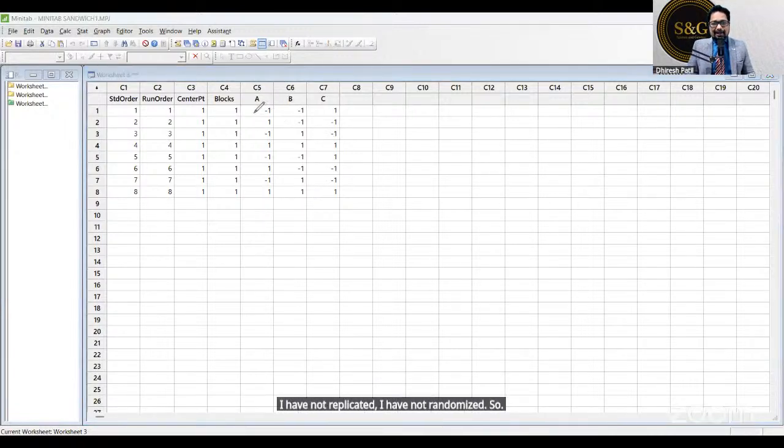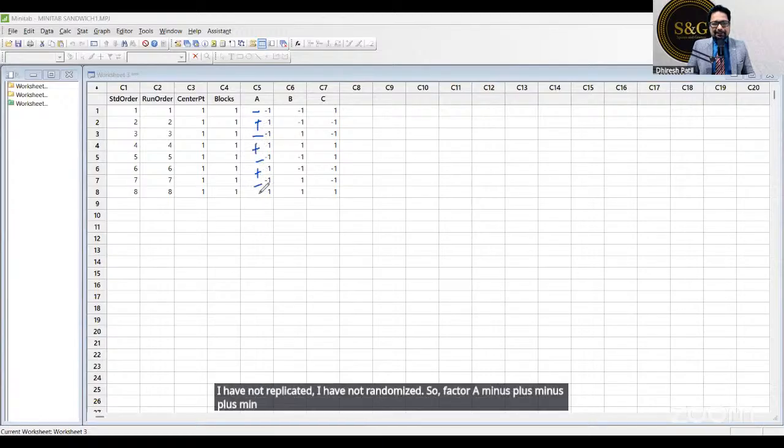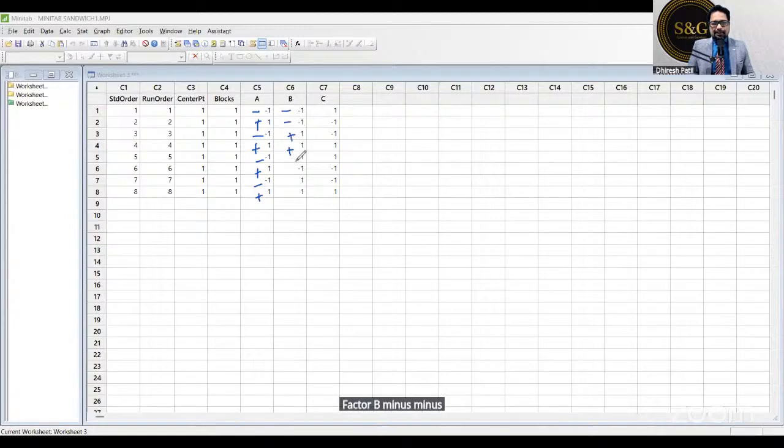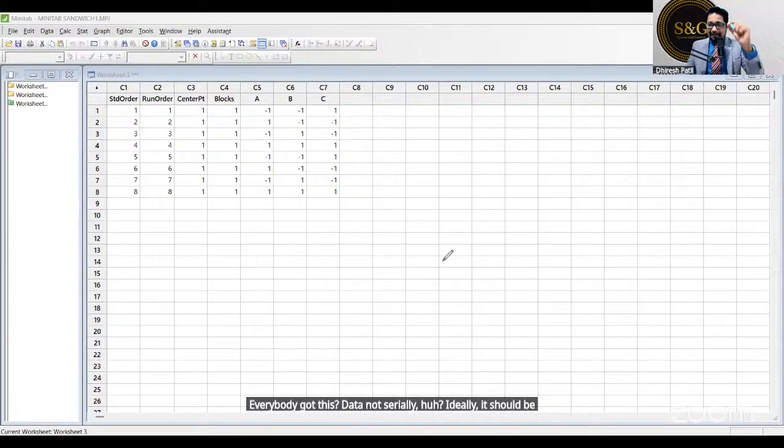So factor A, minus, plus, minus, plus, minus, plus, minus, plus. Factor B, minus, minus, plus, plus, minus, minus, plus, plus. Factor C is, अच्छा यहाँ पे randomize हुआ है क्या? माइनस माइनस माइनस माइनस प्लस प्लस प्लस होना चाहिए. जस्ट अ सेकेंड, तो गड़बड़ है. Everybody got this? Data not serially. हाँ, ideally it should be minus minus minus minus plus plus plus plus.